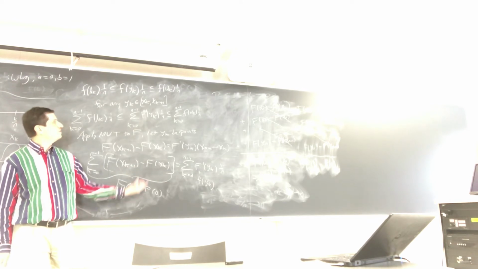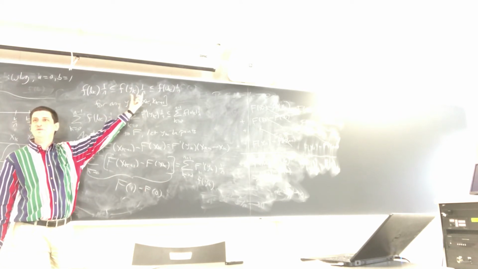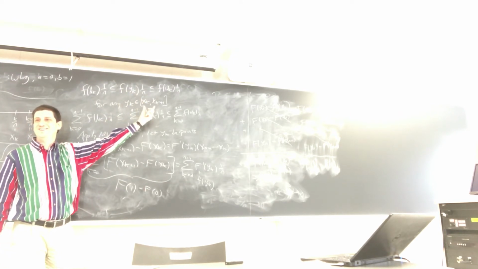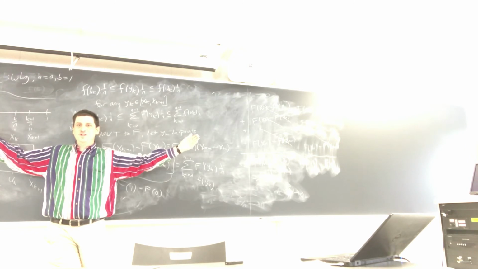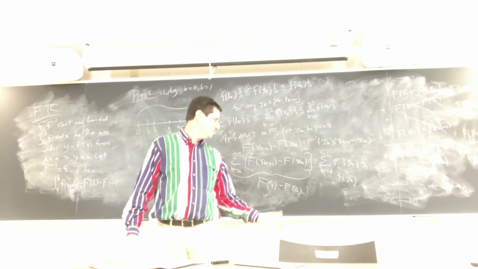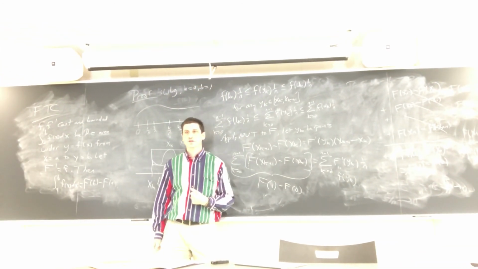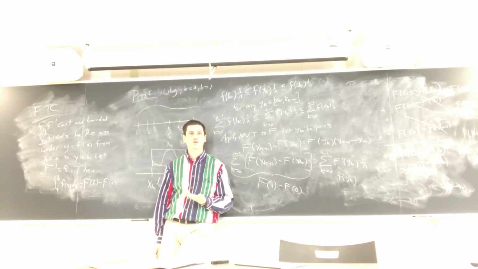So f of 1 minus f of 0 lies between the upper and the lower sums. So for every n, f of 1 minus f of 0 is between the lower and the upper. As n goes to infinity, the lower and the upper converge to a common value. And so that common value must be f of 1 minus f of 0. And this must be the area. So this finishes the proof of the fundamental theorem of calculus.